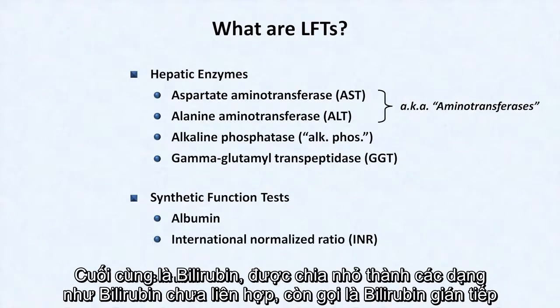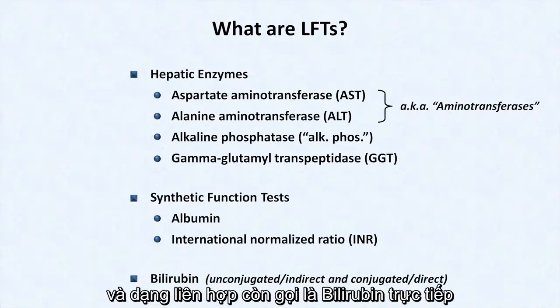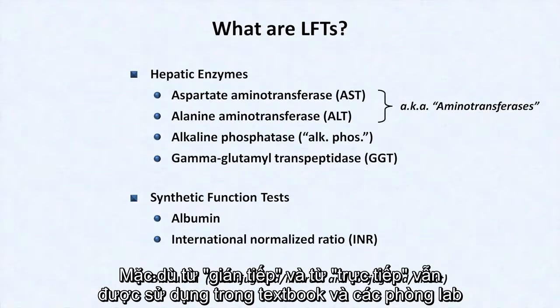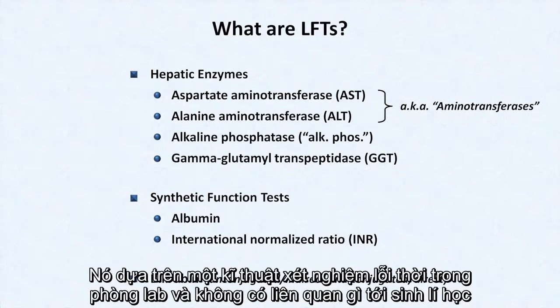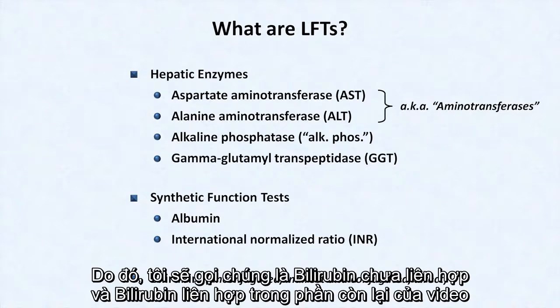And last, bilirubin is subdivided into unconjugated bilirubin, also known as indirect bilirubin, and conjugated or direct bilirubin. Although the indirect and direct terminology is still used in some textbooks and labs, it is based on an outdated lab assay technique and has nothing to do with physiology. I'll therefore refer to these as unconjugated and conjugated bilirubin for the remainder of the video.